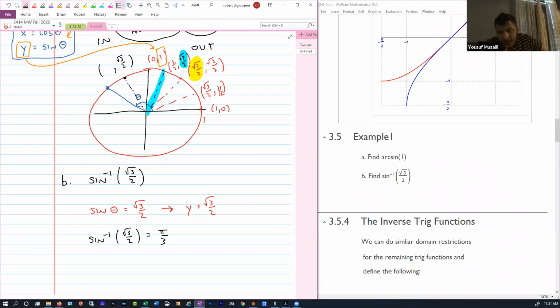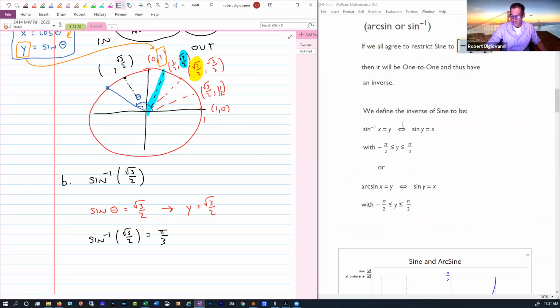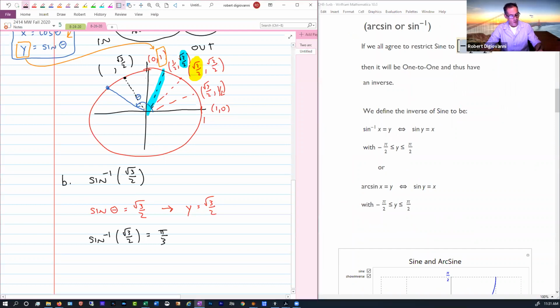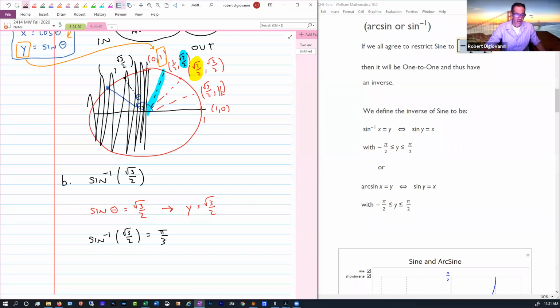Right, because we have a restriction. Remember, for the sine, if we're going to talk about inverse sine, we can only look between negative pi over 2 and pi over 2. That's the only thing we're allowed to look at. So when we're talking about the inverse sine, we have to throw away the whole left side of the unit circle. We're not allowed to look there at all. And that's why your answer has to be 60 degrees or pi over 3.